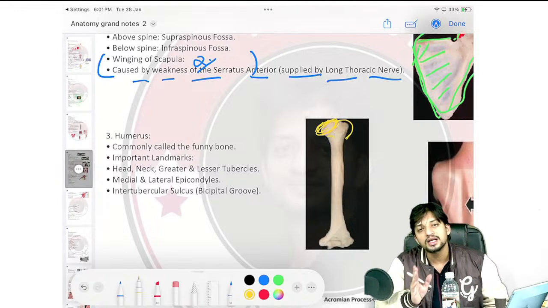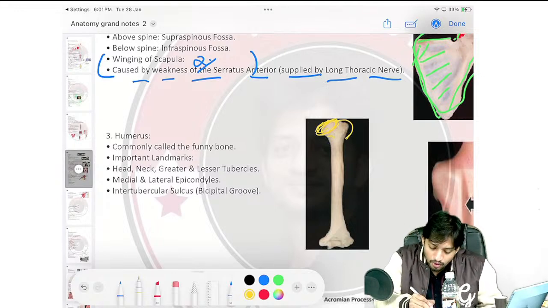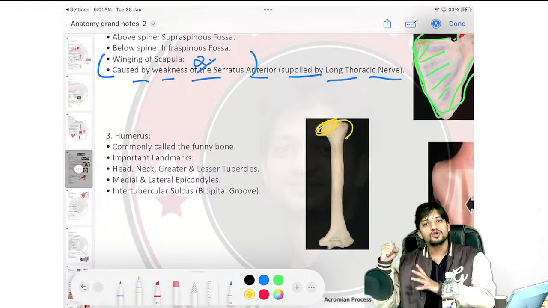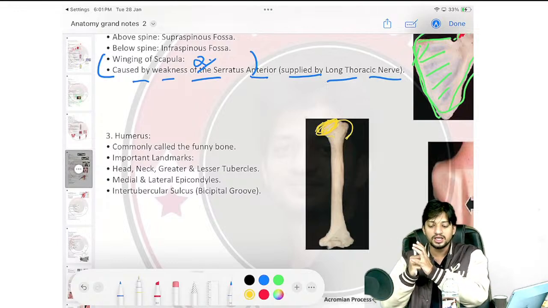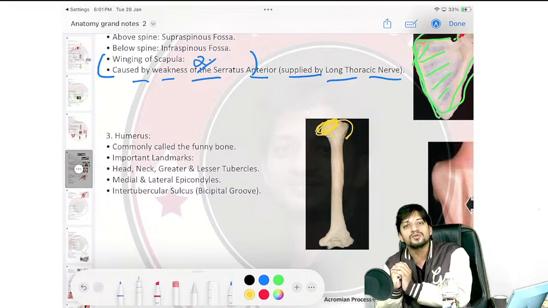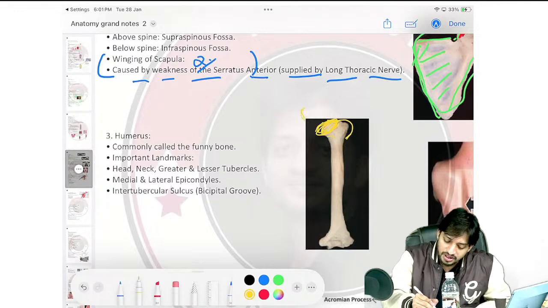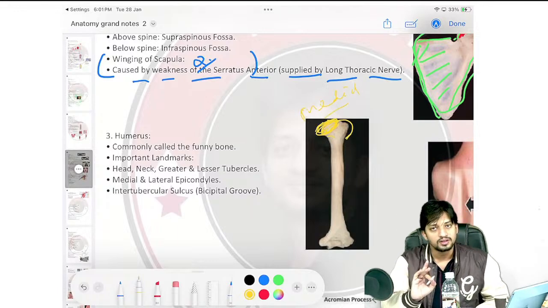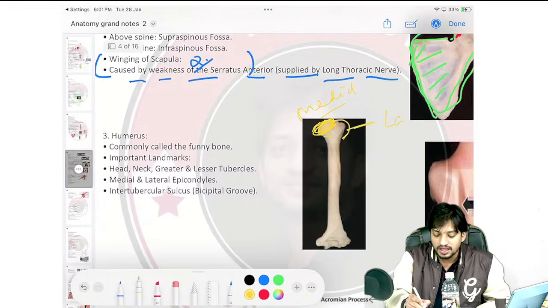See, the medial side and lateral side of the humerus. This one is the ball kind of part, so this is the head of the humerus, which articulates in the glenoid cavity of the scapula, right? So this should be the medial part, and this part should be the lateral part.